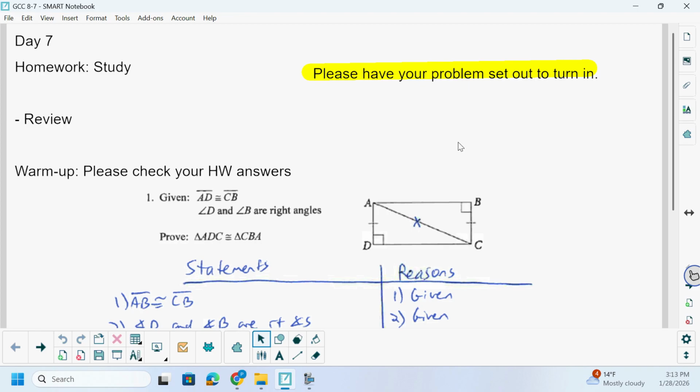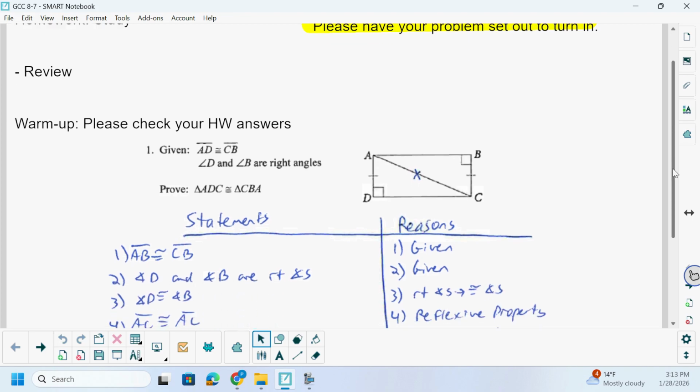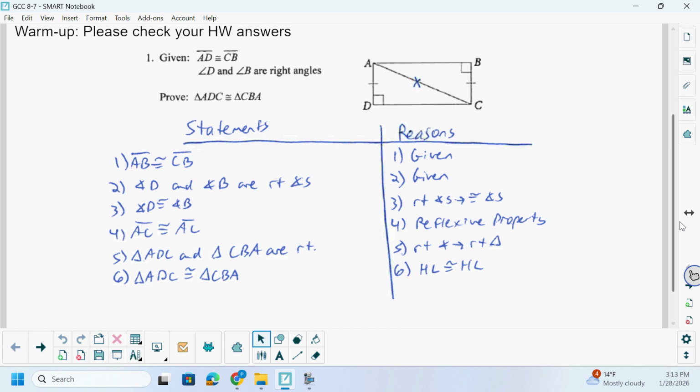So if you could have your Unit 8 problem set out, the sub will come around and collect that as we are going over the homework. If you do not have it completed, make sure to have it completed for tomorrow to minimize the number of points that you will lose for it. So we'll start talking about number 1 on the homework.